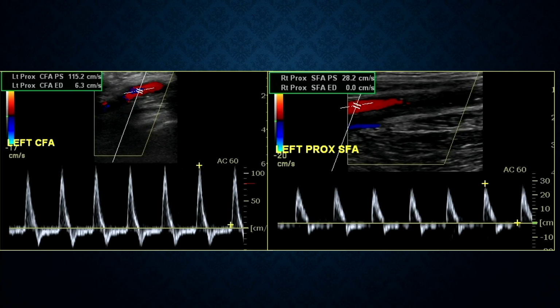As we proceed inferiorly into the superficial femoral artery, you'll notice that we maintain that rapid upstroke. We're losing a little bit of amplitude in terms of velocity. We've gone from about 115 to 28 centimeters per second, which is a very significant drop. Yet we've maintained a normal waveform. What that tells me is there's probably no disease between those two levels.